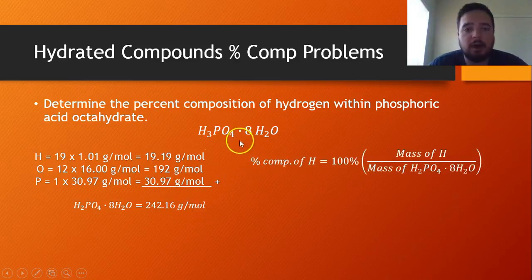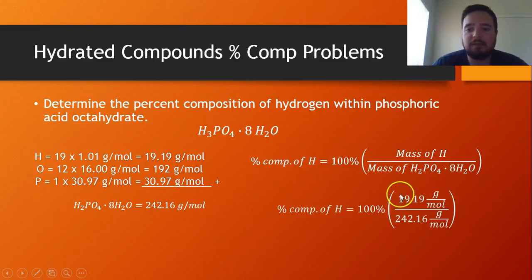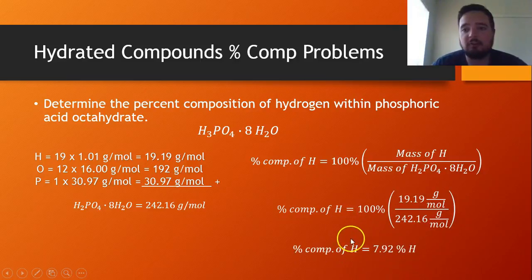Now, I know that I want just the composition of hydrogen, so I take the part that I calculated, plug it in for the mass of hydrogen in that entire compound, and divide it by the entire compound molar mass itself. So it's 19.19 grams per mole divided by 242.16 grams per mole times 100%, and the percent composition of hydrogen within this entire compound is 7.92% hydrogen.